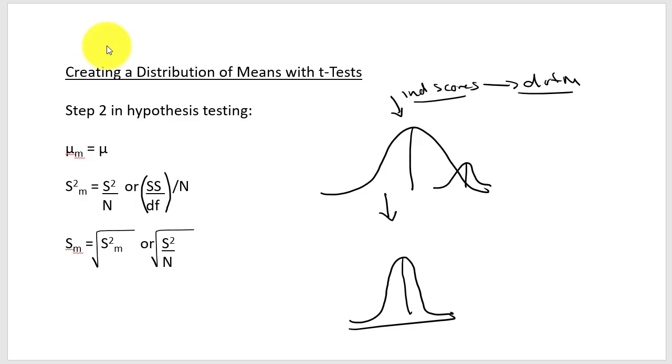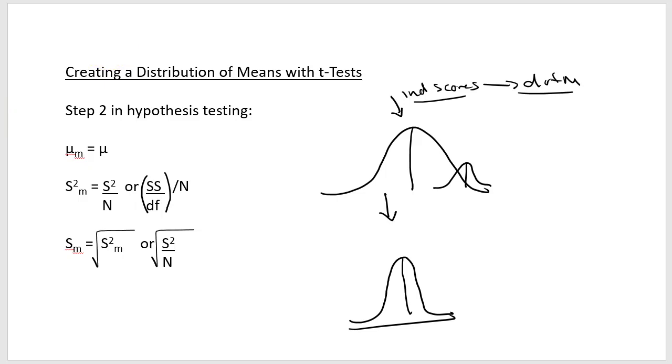We stick with the first option. If we were inclined to take the standard deviation of the distribution of means, then we would say the square root of the variance of the distribution of means is equal to the standard deviation of the distribution of means, or the unbiased estimate of the variance divided by n. Either way is fine.